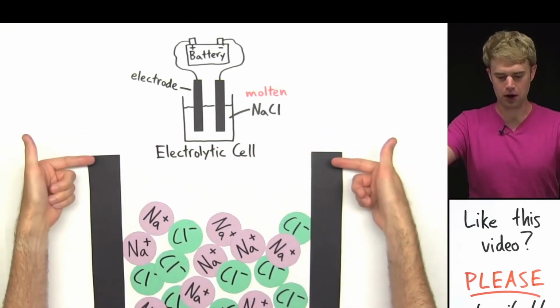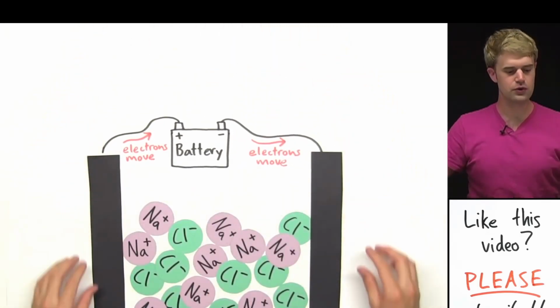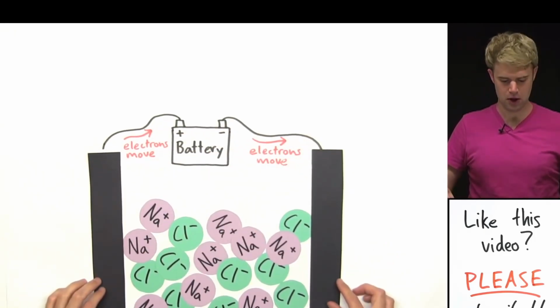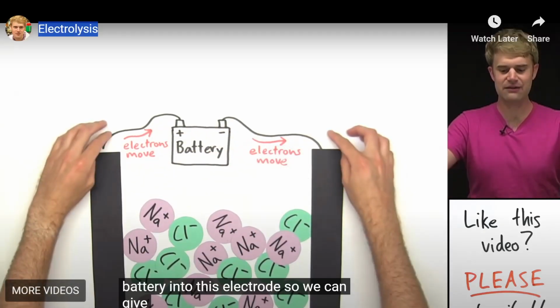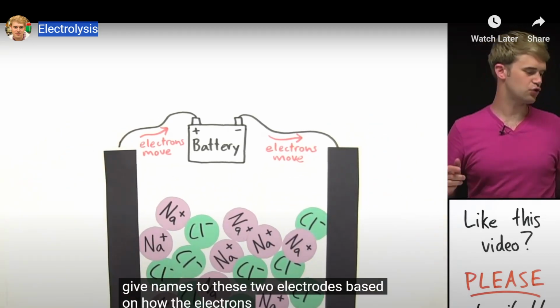Now there's another important part of this electrolytic cell, and that is the battery. The diagram that I put here shows the direction that electrons move. Electrons move from here into the battery, and then out of the battery into this electrode. That's the other way you could tell which one is the anode and which is the cathode, because electrons always move from the anode to the cathode. We can give names to these two electrodes based on how the electrons are moving, okay?